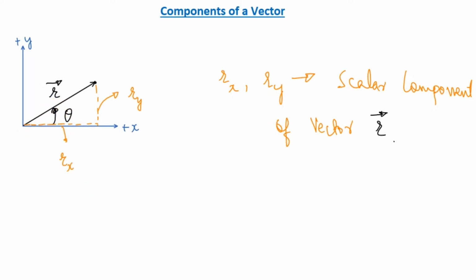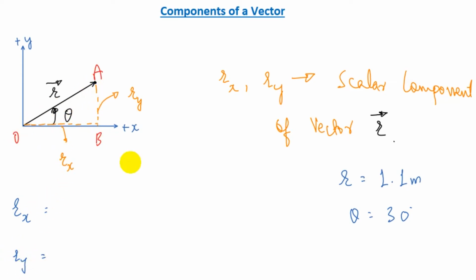Now suppose that the magnitude of vector r is 1.1 meter and theta is, suppose, 30 degrees, and then we need to find the scalar components rx and ry. So if you see carefully, this is a right angle triangle OAB. Now rx and ry are what we need to find.